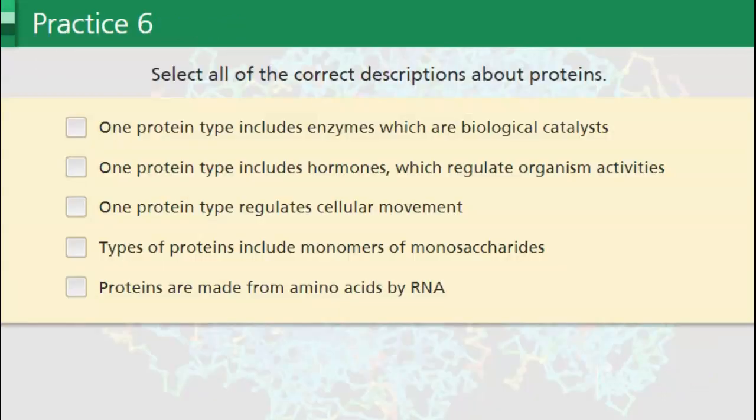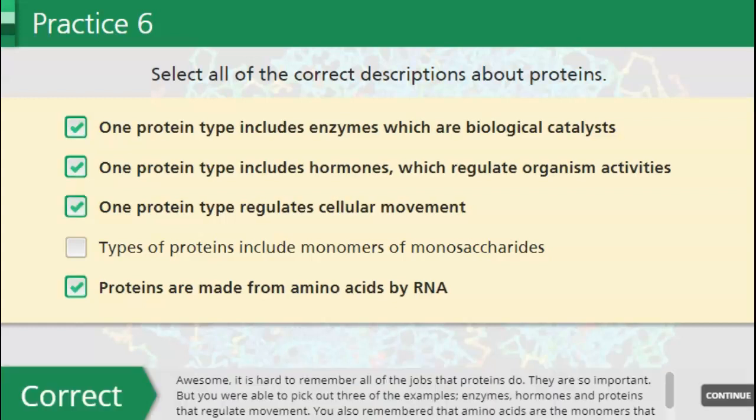Let's practice. Choose the statements that help to describe the types of proteins or their characteristics. Awesome! It is hard to remember all of the jobs that proteins do. They are so important, but you were able to pick out 3 of the examples: enzymes, hormones, and proteins that regulate movement. You also remembered that amino acids are the monomers that proteins are built from.